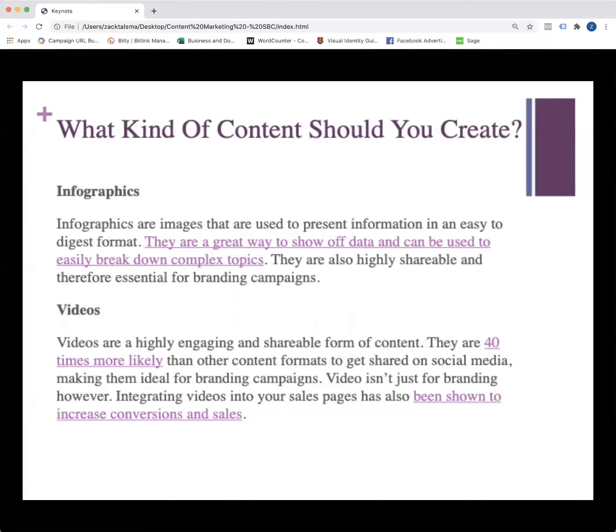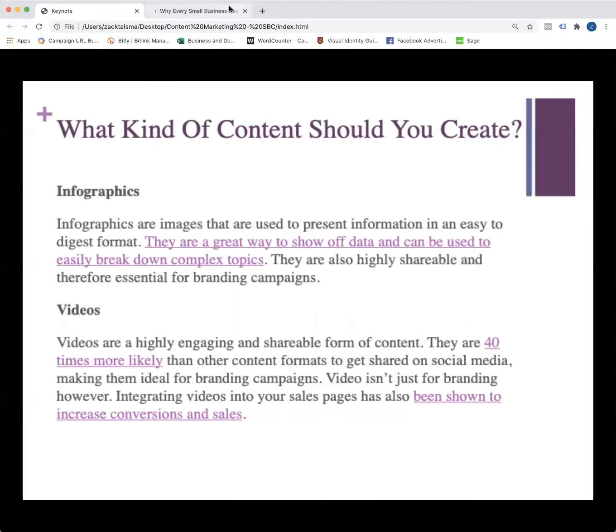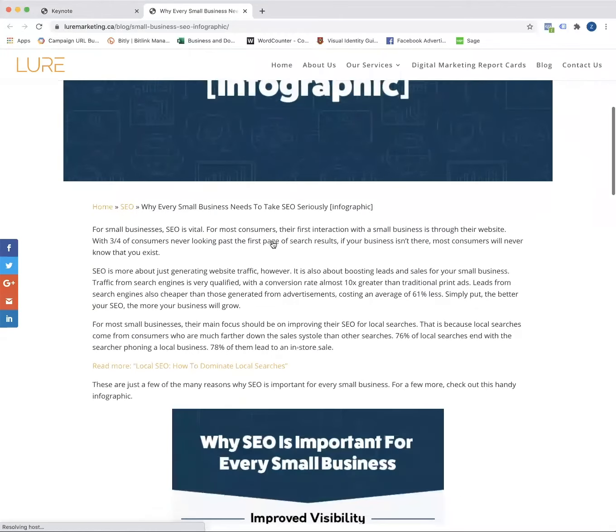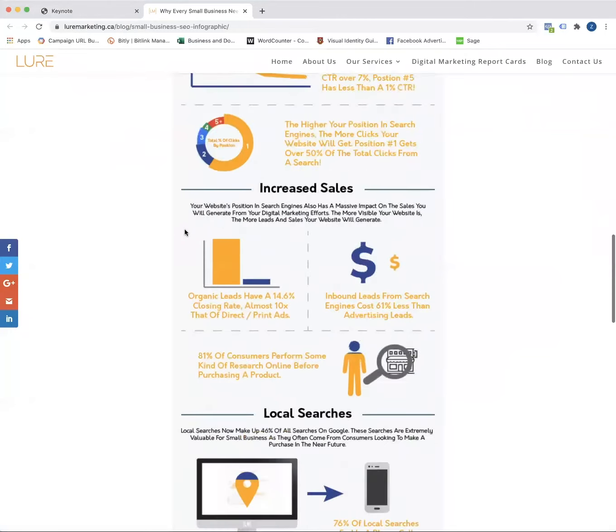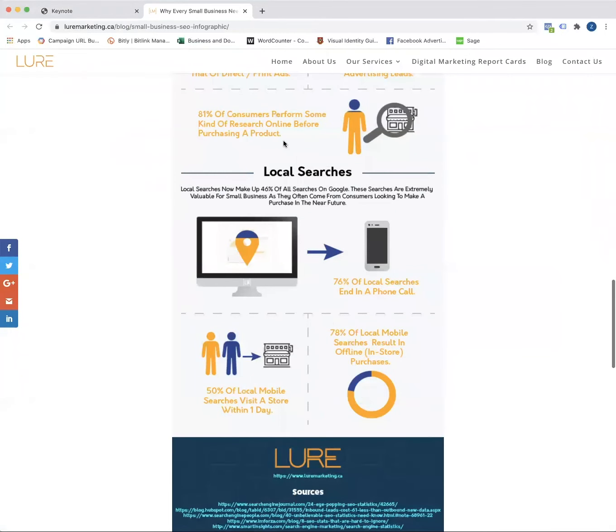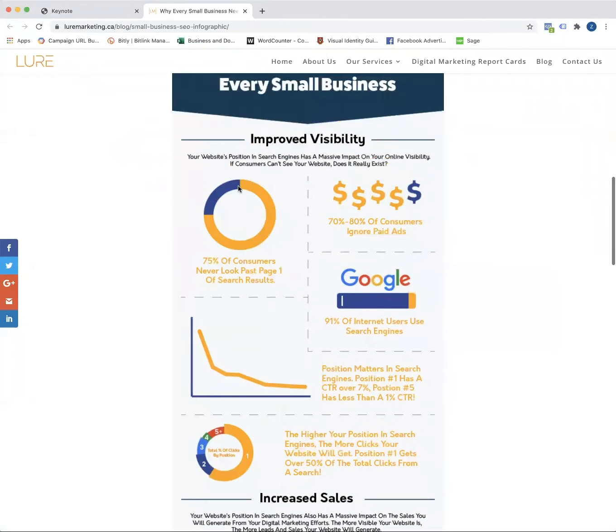So other types of content include infographics. So these are images that are used to present information in an easy to digest format. I'll just click on a link here. Again, all these links are clickable in the PDF that you'll get. And here's just a quick example of an infographic. So it's one graphic with some text, with some images, and the images are designed to convey information.